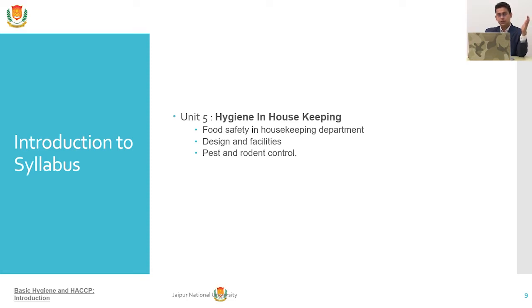Housekeeping department is responsible for maintaining the cleanliness and the maintenance of the building, property, the equipments, the furnitures, and throughout the property. We will understand how is food safety interlinked with housekeeping department in the property, what are the design and facilities and the equipments used inside the hotels by the housekeeping department, how do they conduct pest control and rodent control in order to maintain the hygiene standards in the hotel.